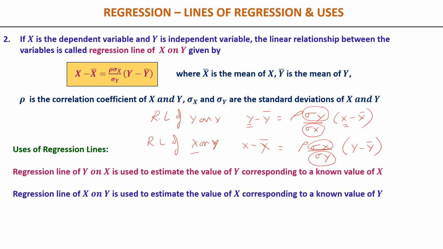And here you have x occurring on the left side, y occurring on the right side. Both represent equations of the form y equal to mx. Now you must be wondering, why do we have to derive two linear relationships like this? Both have a different basis.